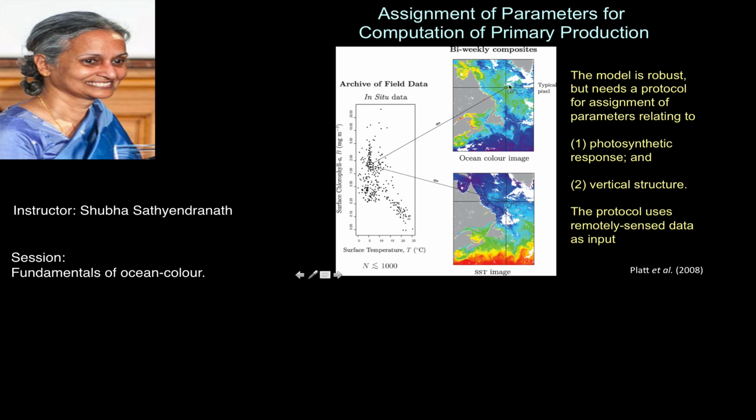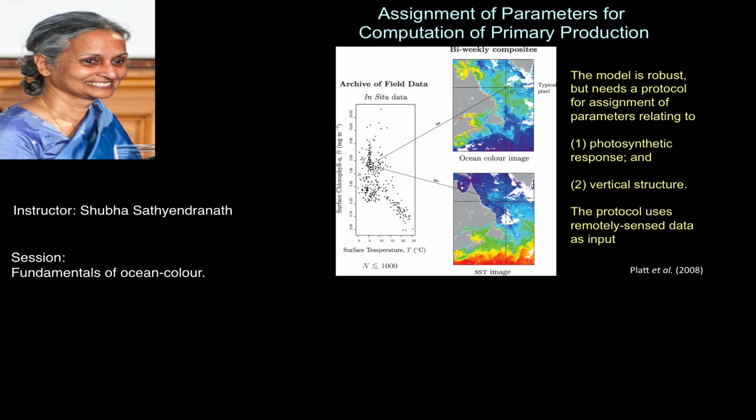So when you want to assign the parameter at a particular location, you go to your database and you see which is the nearest observation that you have, where you can match the temperature and chlorophyll in your satellite data with temperature and chlorophyll and season in your database. You look at the 10 nearest neighbors and then do some kind of an averaging and then assign the parameter to that location for that time. And you can do this for each of the parameters.